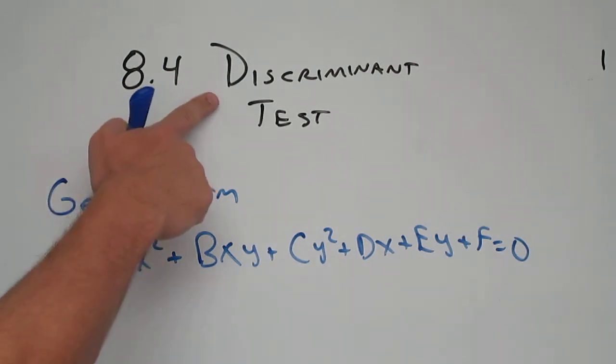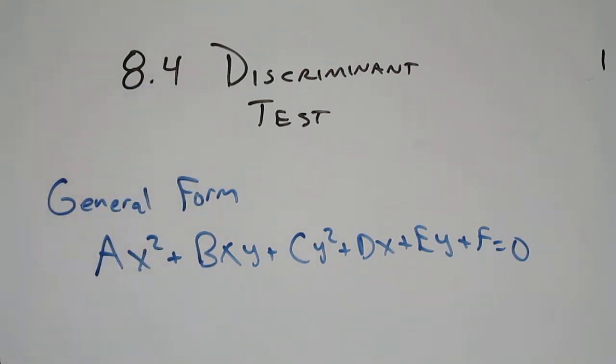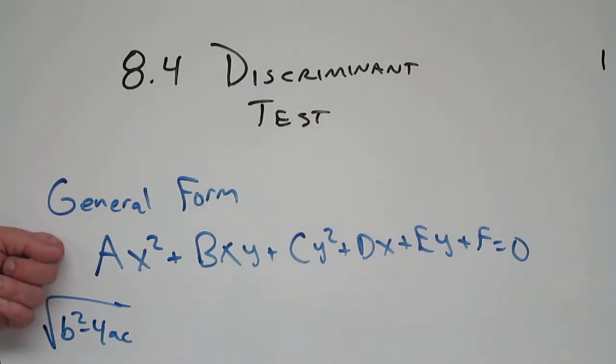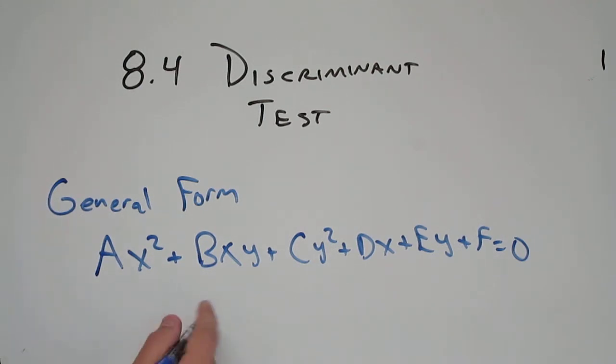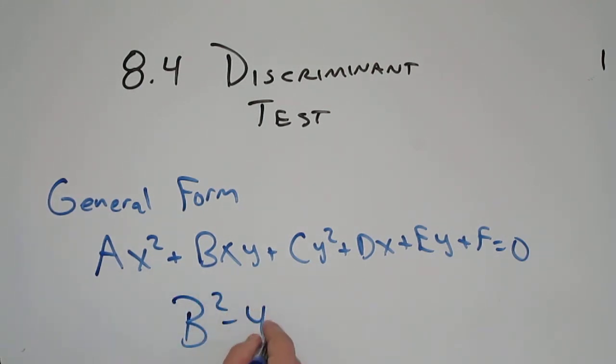Now, the discriminant, you may remember from your quadratic formula days. In the quadratic formula, it was what was inside the radical, and it was b squared minus 4ac. Well, not coincidentally, the discriminant in a conic section is also b squared minus 4ac. But before, we used b squared minus 4ac to determine, do we have two real solutions, one real solution, or two complex solutions.